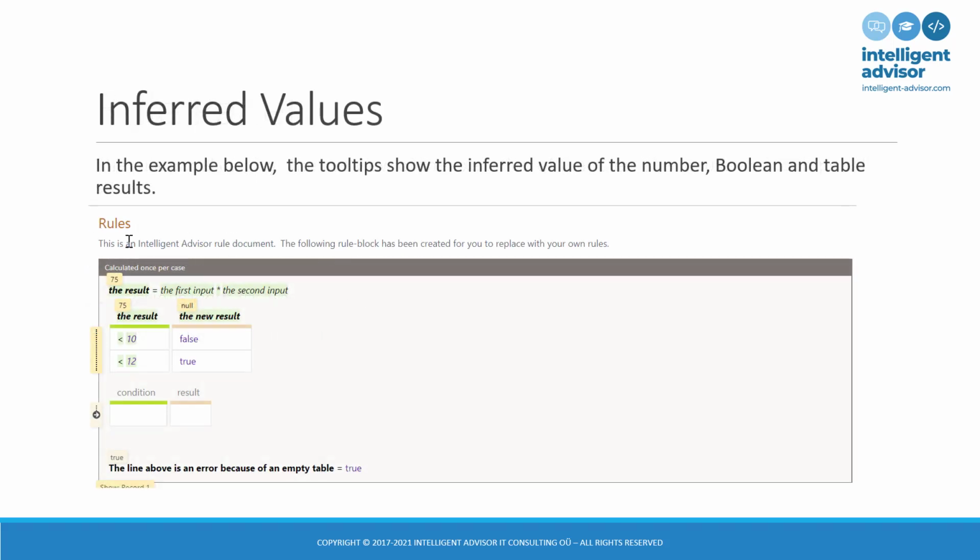Number 1, as we saw in the previous demo, the tooltips will reveal the inferred values, as well as, for that matter, the selected values in a table. So you can see in the example, the value of the result is 75, the value of the new result is null, and in the third element, the second table, you can see a small arrow which is telling us that something has been selected. Finally, there is a Boolean, and you can see that the Boolean is listed with a tooltip as being true.